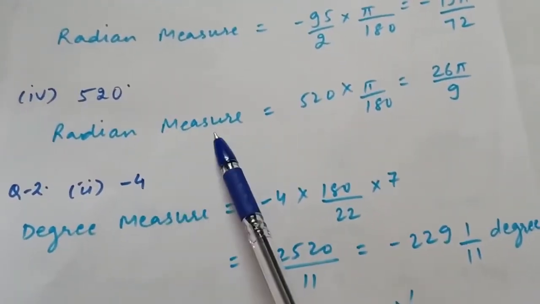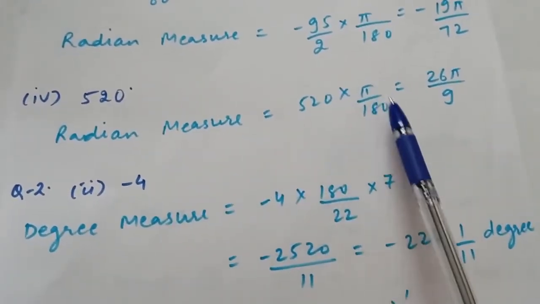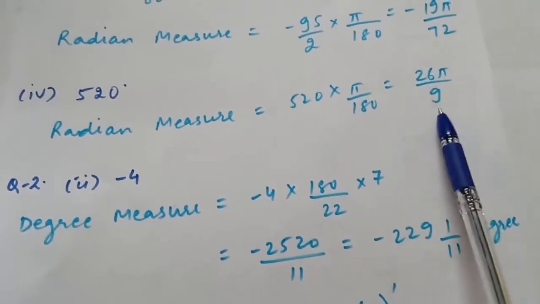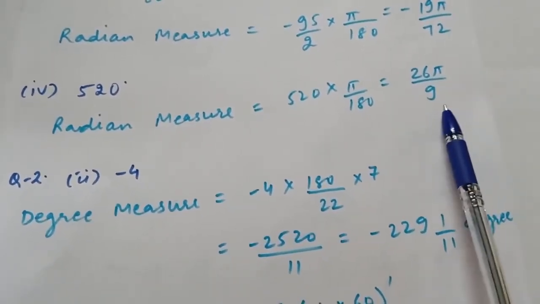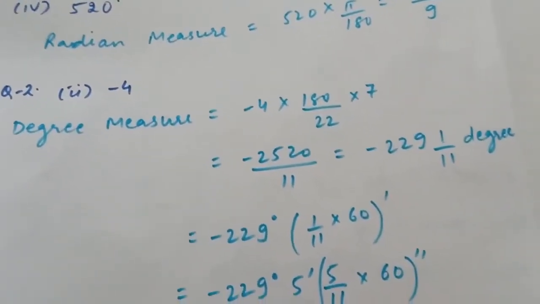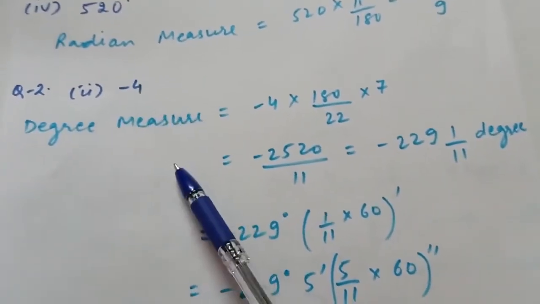Now the fourth part is 520 degree. So radian measure will be, because it is already in degrees, so multiply it with pi by 180, which is equal to 26 pi by 9 radians, right? Now in question number second, we have to change this angle from radians into the degree measures.